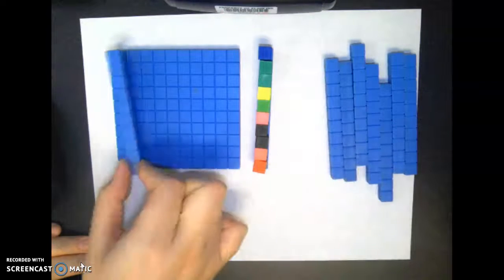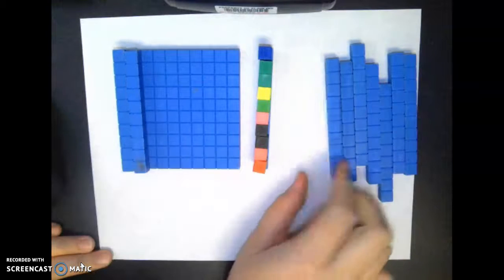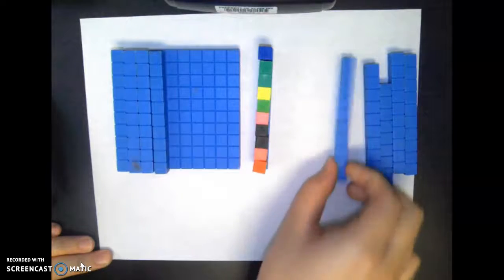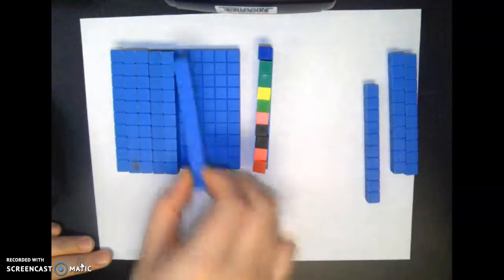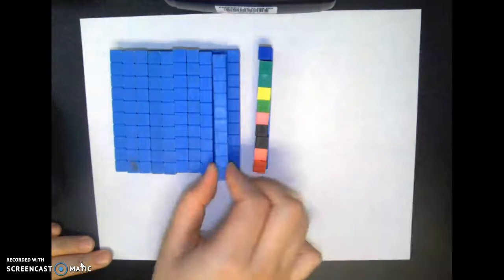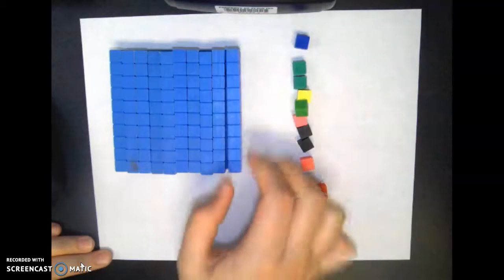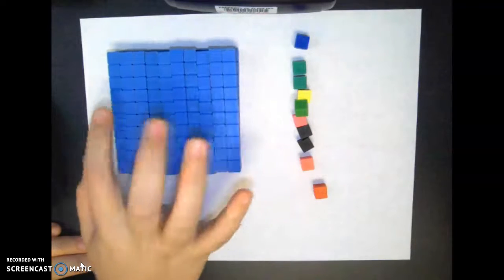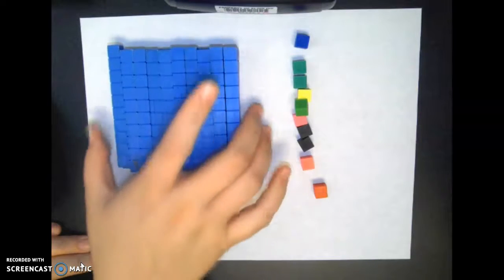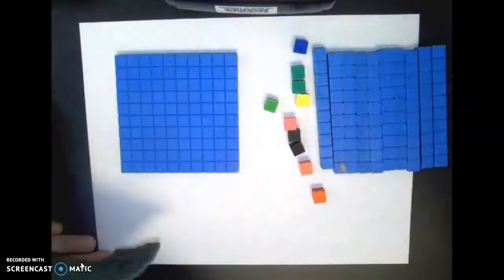1, 2, 3, 4, 5, 6, 7, 8, 9, 10. There are 10 tens rods in 100. So let's expand on that.